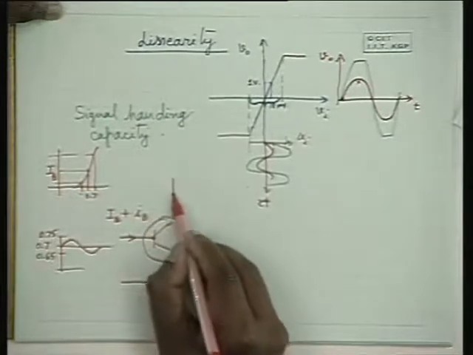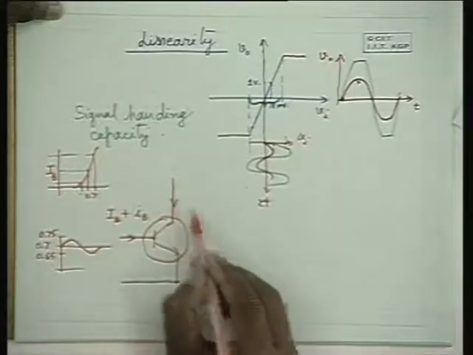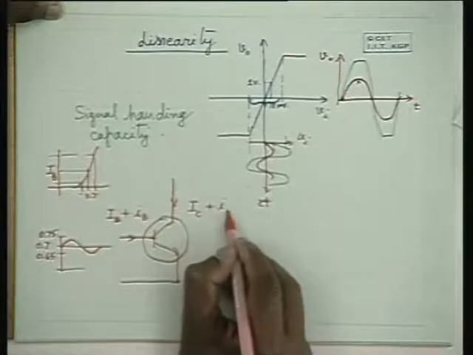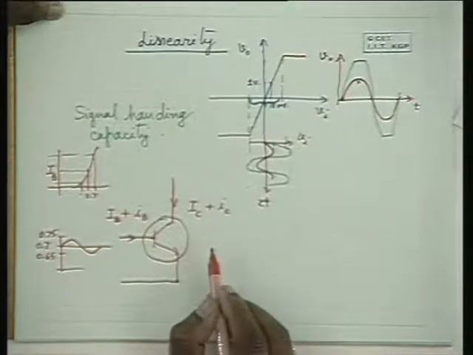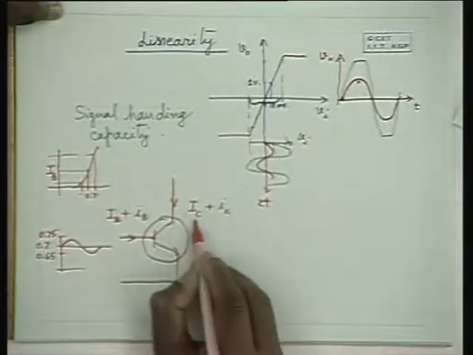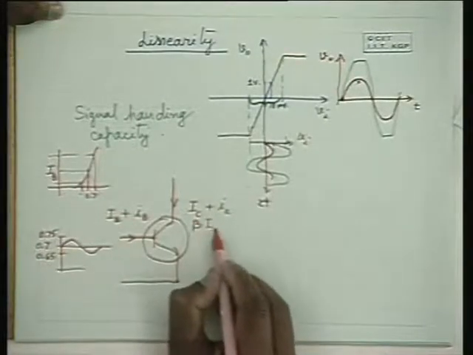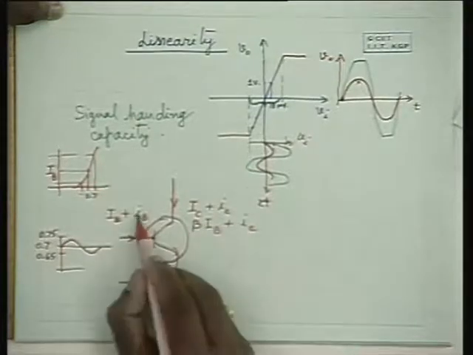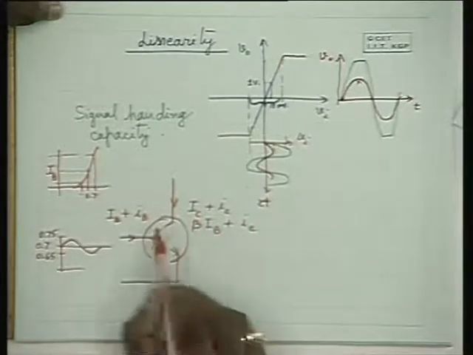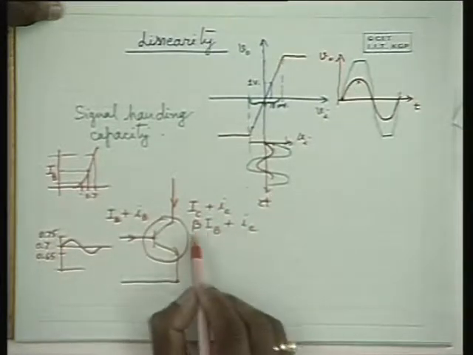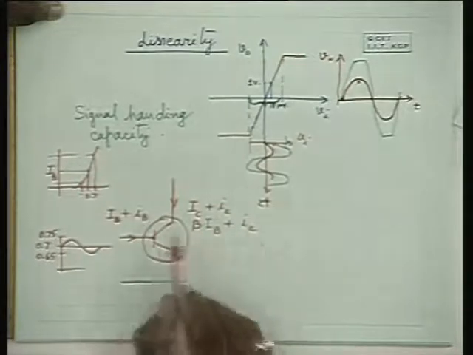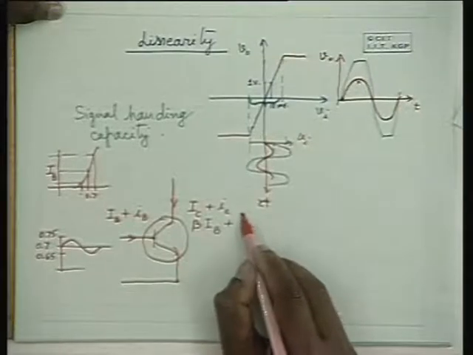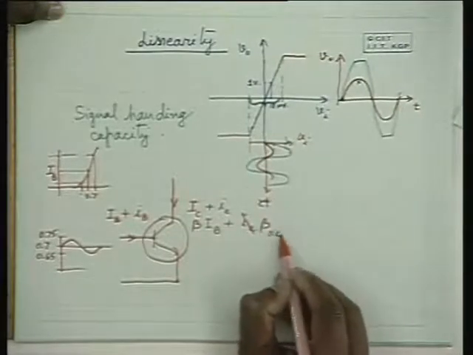Because of this, we expect the collector current also to be IC plus some small ic. And this IC is of course beta IB plus some small ic. This ic and ib are also related by some beta, which is not exactly equal to the same beta, but around that value, which is known as beta AC. So let me write it as beta AC into ib.